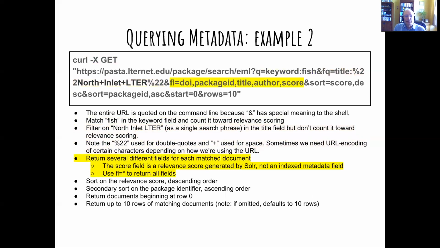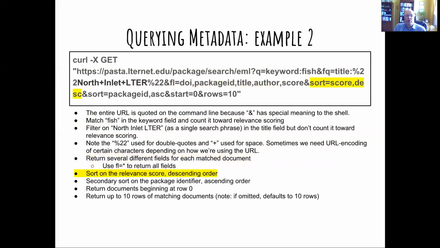we are asking to have returned for each matching document. If we aren't being choosy about which fields to return in the search results, we could say FL equals asterisk, which means return all the fields that Pasta Plus has indexed for each of the matching documents. Note that the score field, unlike the other fields in the list, is not metadata that Pasta Plus has indexed in SOLR, but it's the relevance score, a floating point value that SOLR dynamically calculates for each document based on how strong a match the document was to our search criteria. The higher the score, the stronger the match.